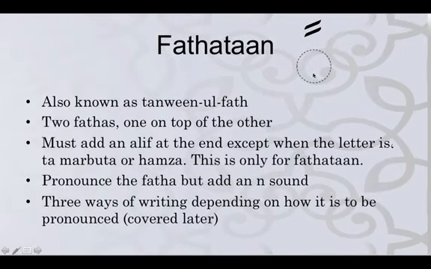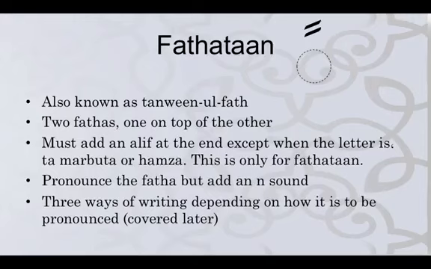Okay, so this small circle that I've created here, with the 2 diagonal lines above it, these 2 diagonal lines denote the fathatan, the diacritic fathatan. That's what it's called, fathatan. It is also known as tanweenul fath. And when you add 2 fathas, one on top of the other, on a letter, this little circle denotes a letter, just a blank space for a letter. When you add that, it becomes fathatan.